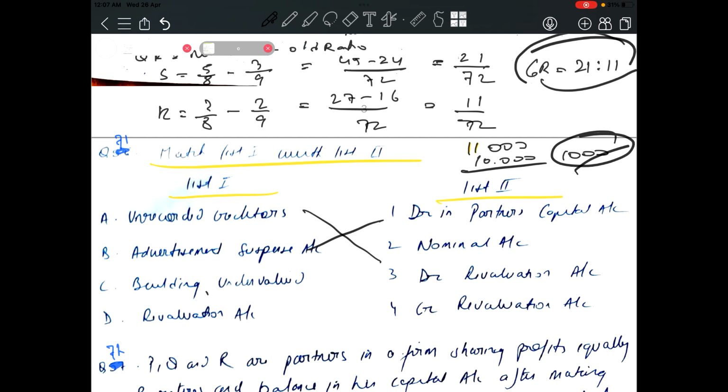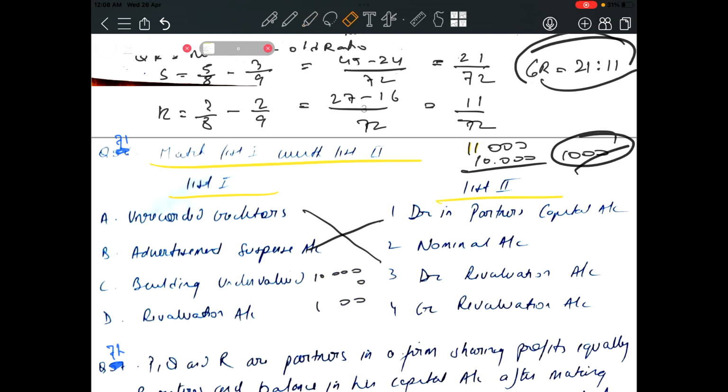Where will building undervalued go? Building undervalued means in your books the value of building is 10,000, but when you revalued the building, you find out that the value of the building is 11,000. So 1,000 is the unrecorded value. Is this a gain or loss for you? It is a gain for you, because earlier the value was 10,000, now it has increased to 11,000. So 1,000 is a gain. The value of your asset is increasing.